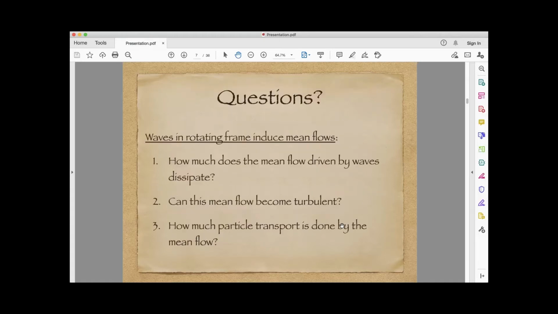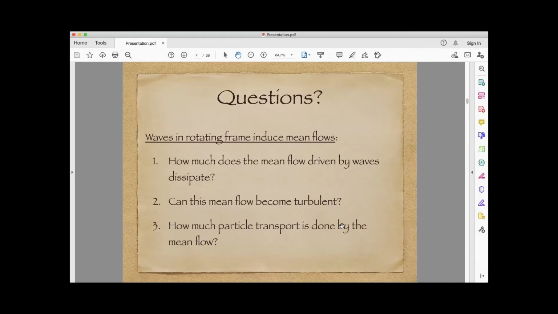To put it more clearly, we look at the problem of waves in a rotating frame, and what the mean flow is that they induce. It's similar to what Ursell asked, but we ask some more questions than he did. We also ask how much the mean flow dissipates. If the mean flow dissipates significantly, we can say that the mean flow extracts energy from the surface gravity waves, and this would be an added dissipation on the surface gravity waves. So the first question is, how much does the mean flow dissipate? And the second question is, can this mean flow become turbulent?